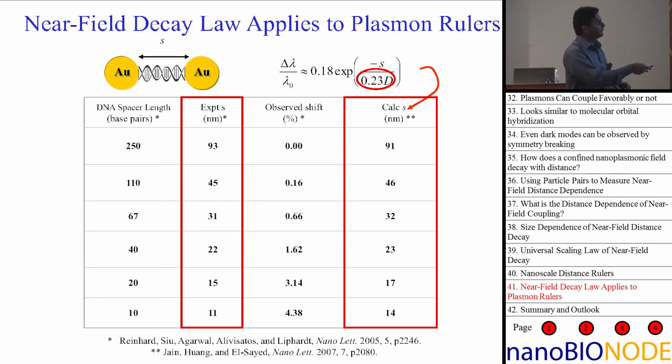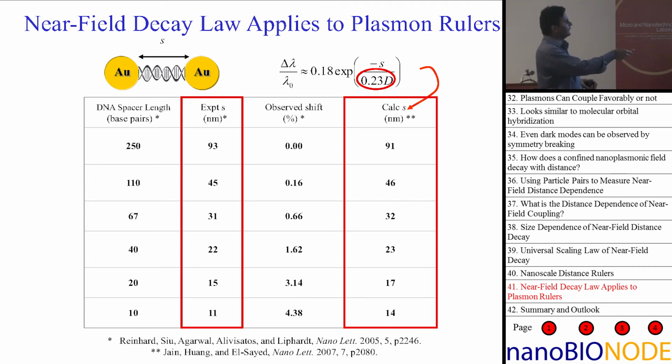Now, if you take these particles and you do scattering spectroscopy, you can collect a spectrum, and from the spectrum, you can get the plasmon resonance maximum, and you can calculate the shift, right? By how much is the plasmon resonance shifted from a single particle? Closer the particles, higher the shift. So that's the shift right there. At the longest distances, no shift, right? As you get closer and closer, you have a large shift. This is a percentage shift, okay?